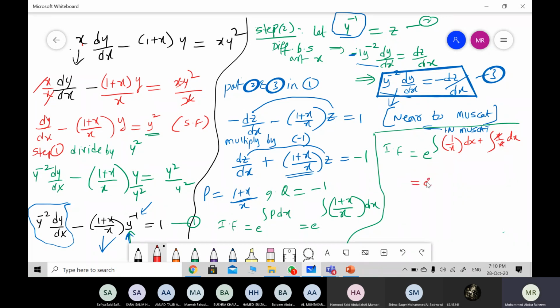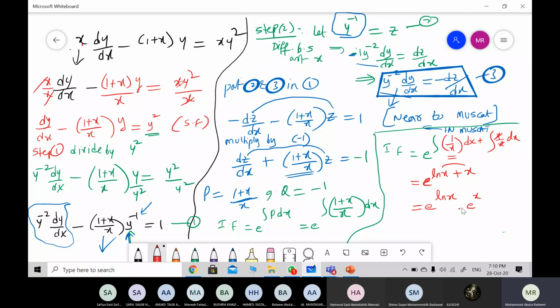E power, this is a well-known integral, that is ln x or log x, up to you. Integral of 1 dx is x. Now e power ln x. How can you know that it splits? We can write it like this, sum of exponents. We can split like this, no?